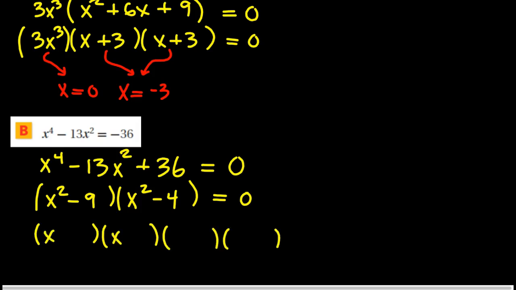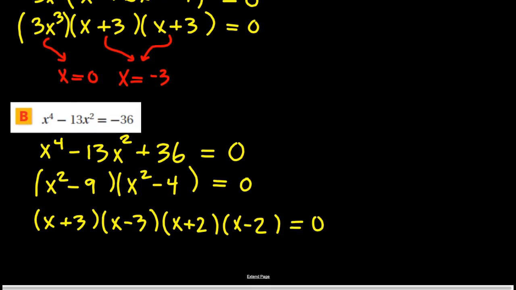We're going to go a little crazy here. x squared minus 9, that's x plus 3 times x minus 3. And x squared minus 4, that's a difference of squares, x plus 2 times x minus 2. So what are the solutions here? Plus or minus 3, I'll use a plus or minus, or plus or minus 2. Okay, so those are some different scenarios you might run into when you're factoring. All right, let's move on to the next one.